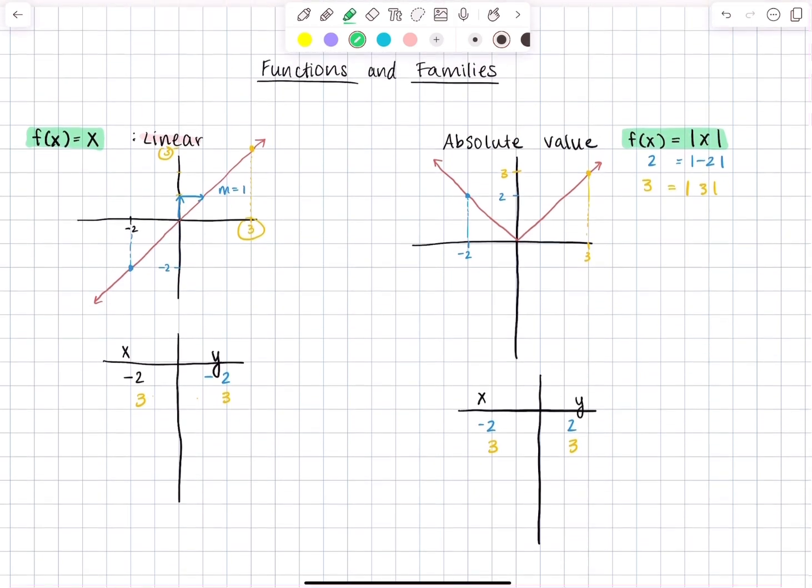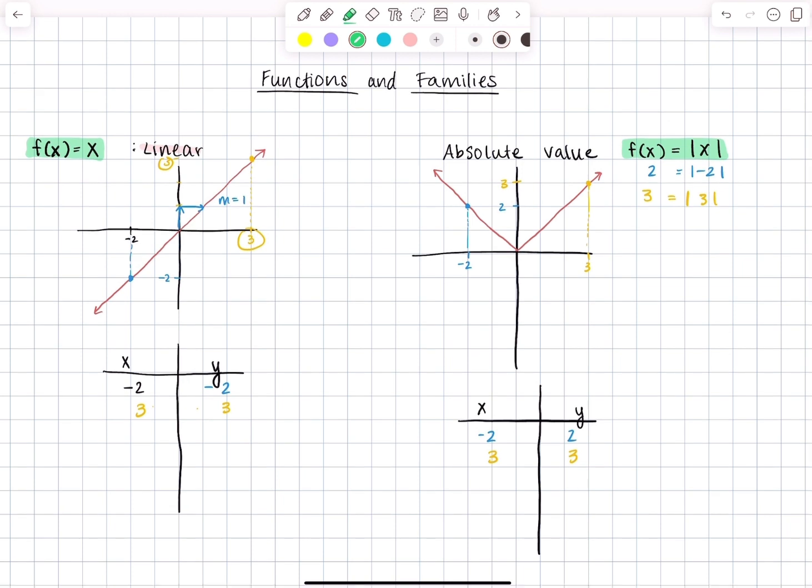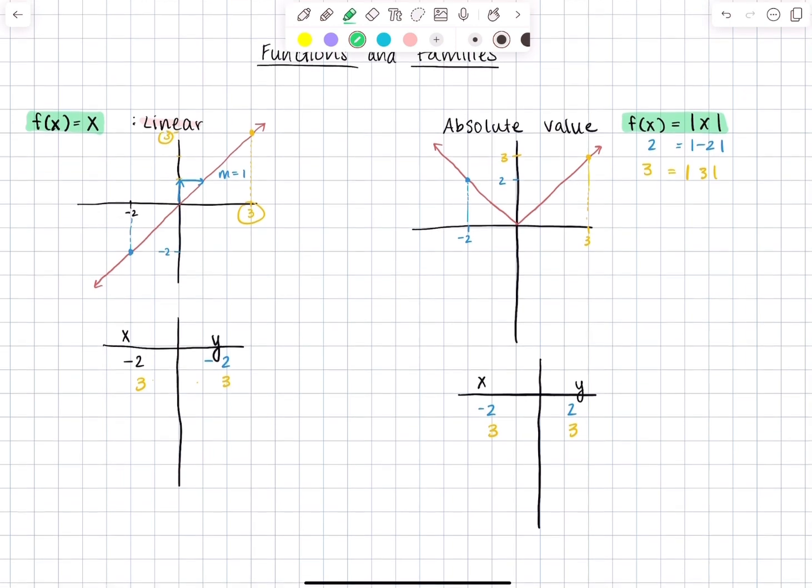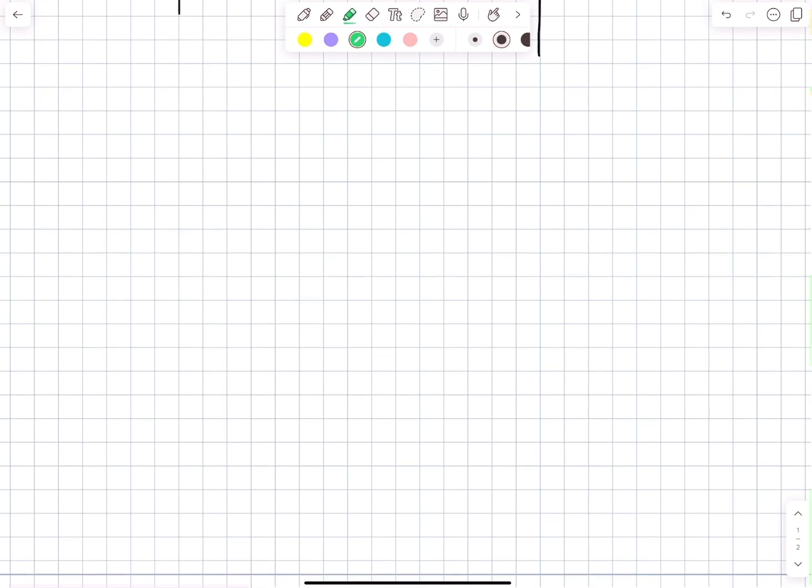And it's important to remember these parent functions so that whenever you're doing translations, dilations, reflections, when we get further on into that stuff, it's easier to just know these parent functions and apply those changes or transformations to those graphs or functions.